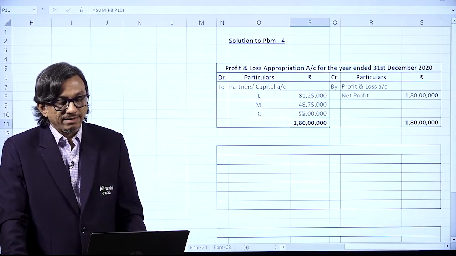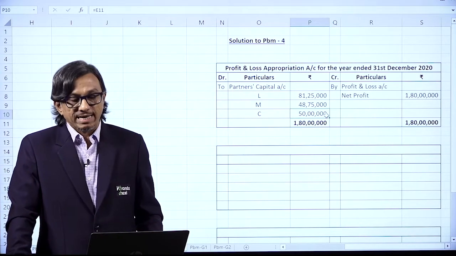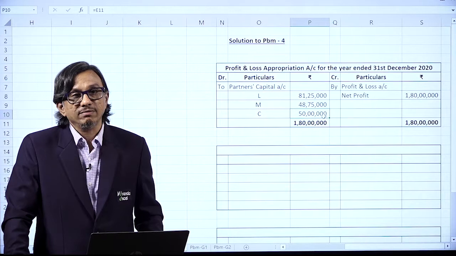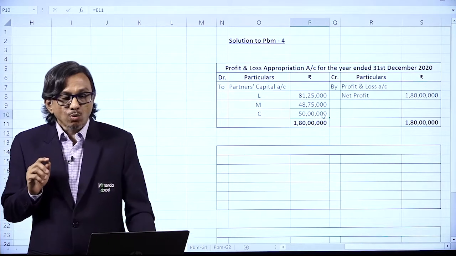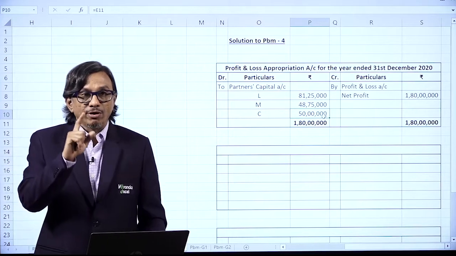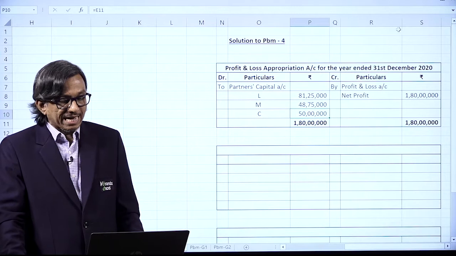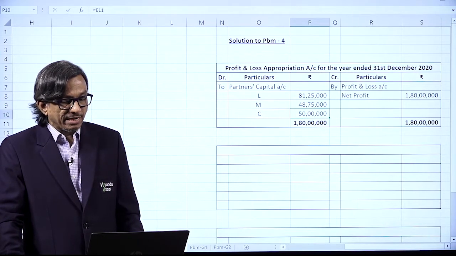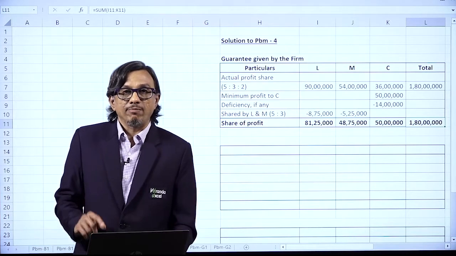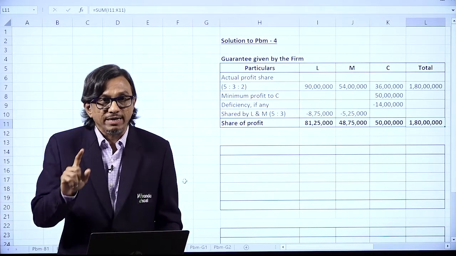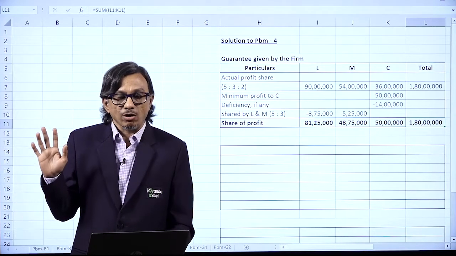So see, what is the minimum profit guaranteed to C? 50 lakhs. He is given 50 lakhs. This is the answer for the first situation where the guarantee is given by the firm. Second situation, guarantee is given by L. That means in the event of any deficiency, it will be borne by L only. M will not take part in the deficiency at all.